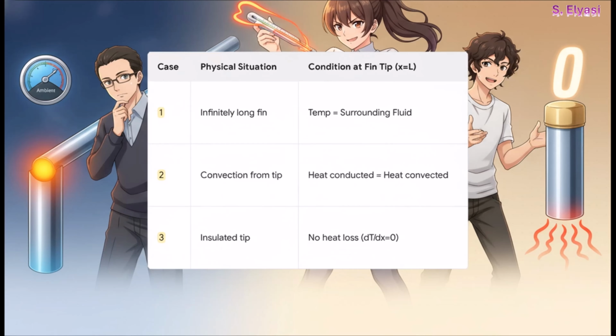Case 1 is sort of the perfect world theoretical idea, an infinitely long fin. The tip gets so far away that it cools down completely to the same temperature as the air. Case 2 is way more realistic. It accounts for the heat that also escapes from the flat tip at the very end. And finally, case 3 is a really useful shortcut, especially for long, thin fins, where we just assume the tip is insulated and doesn't lose heat. It simplifies the math a lot, and honestly, it's often surprisingly accurate.